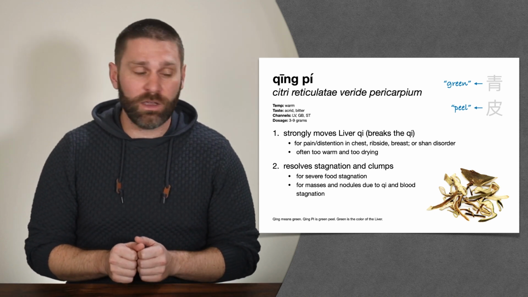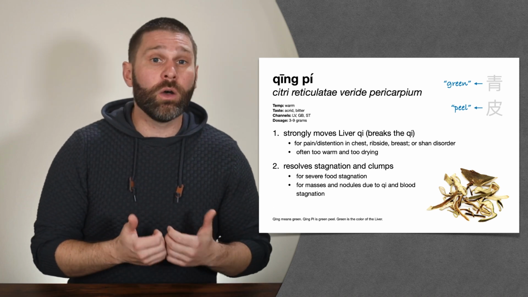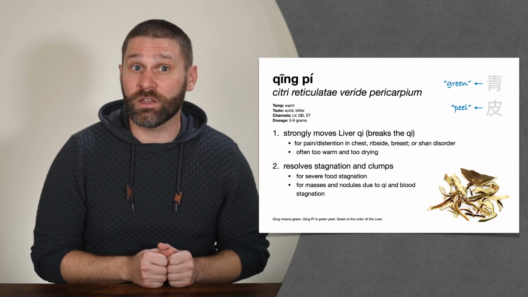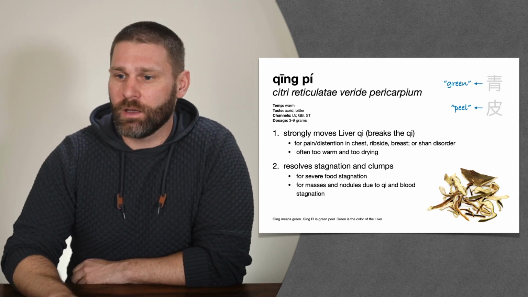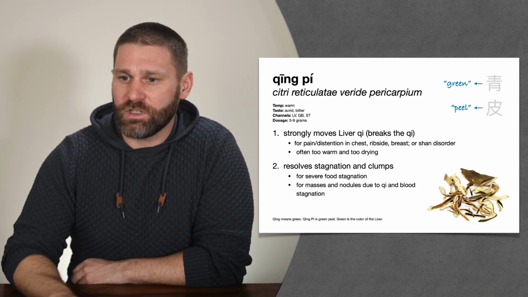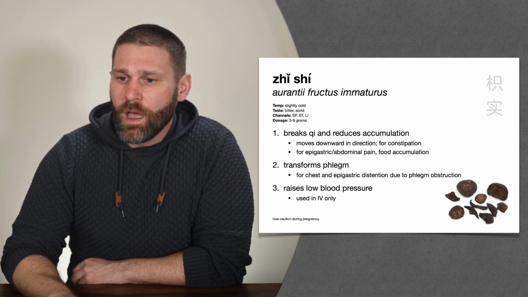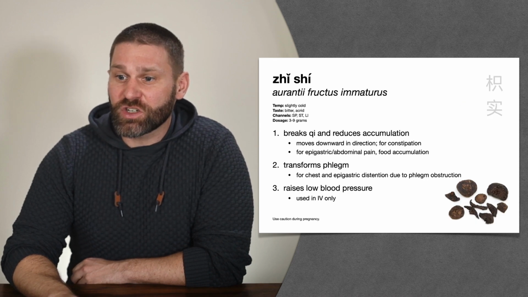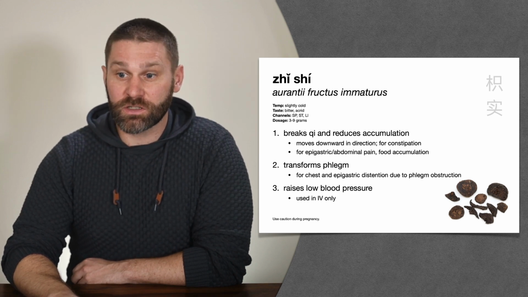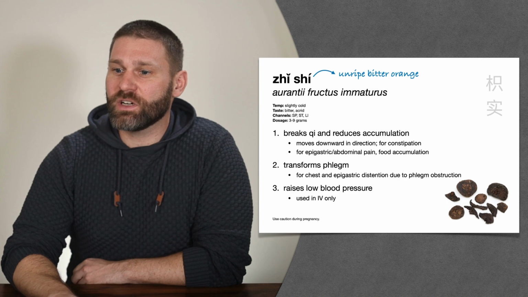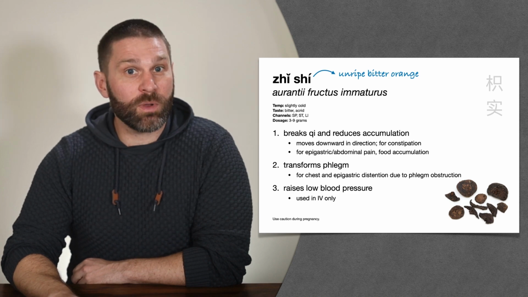This is green peel. Green is the color of the liver. Hopefully that can help you remember that Qing Pi is for liver qi stagnation, and it strongly breaks up the qi stagnation. After that is Zhi Shi, Aurantii fructus immaturus, and this is unripe bitter orange.